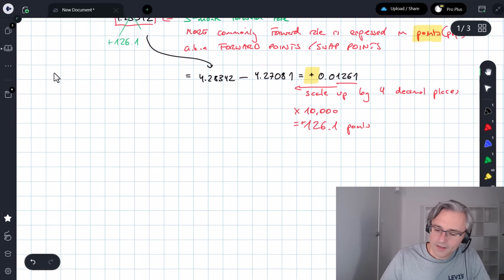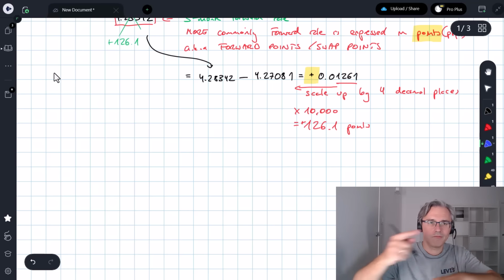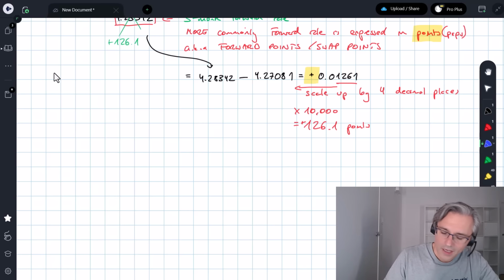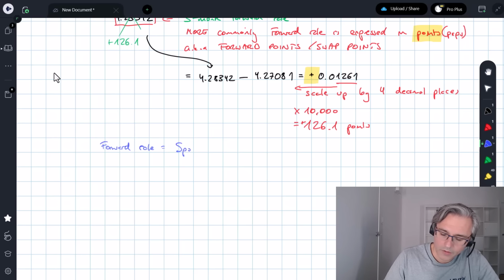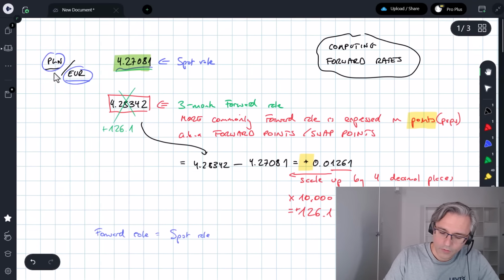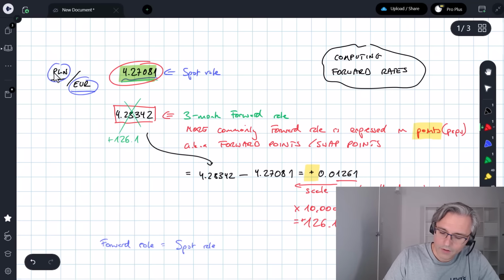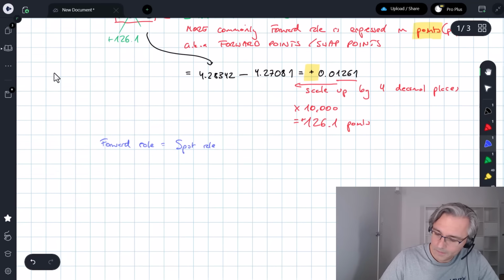So that's the way the market more typically functions. So let's just quickly reverse engineer this. If they ask you, what's the forward rate for exchanging euro into zloty, Polish zloty, you would go, okay, I've got the spot rate. They've given me the spot rate, 4.2781. Take it.